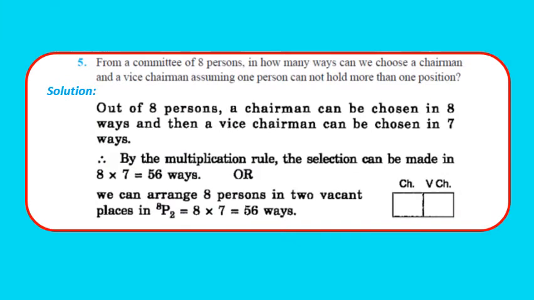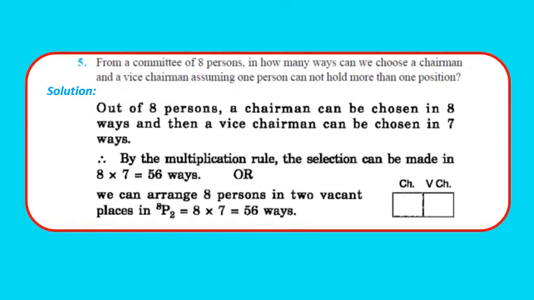Next is question number 5. From a committee of 8 persons, in how many ways can we choose a chairman and a vice chairman, assuming one person cannot hold more than one position? So we have two posts only, one is chairman and the other is vice chairman, and we have 8 people.